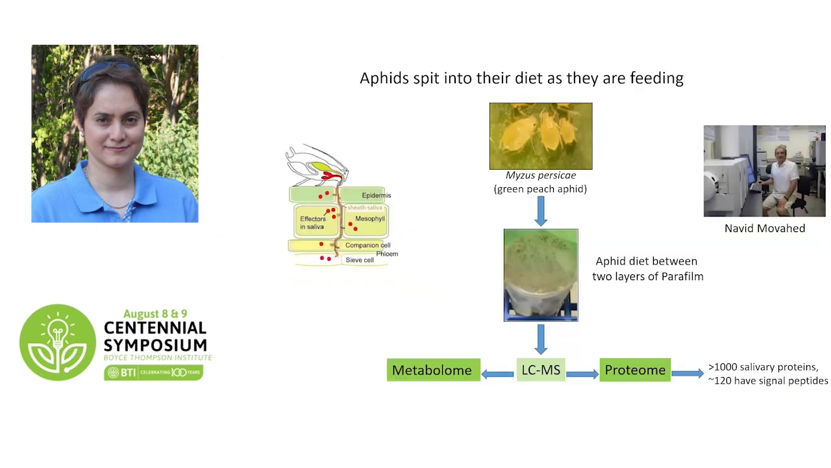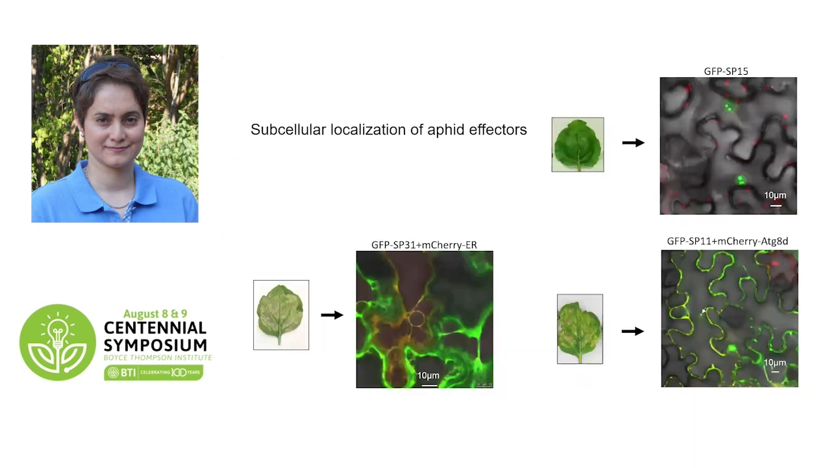So I took advantage of this characteristic of aphids, that when it feeds, it mixes the saliva with the diet. I reared aphids in these little cups covered with 2 layers of parafilm. Then I put some artificial diet, mostly sucrose and water, between the 2 layers, and allowed them to feed there for 2 days. And after 2 days, I collected them and did metabolome.